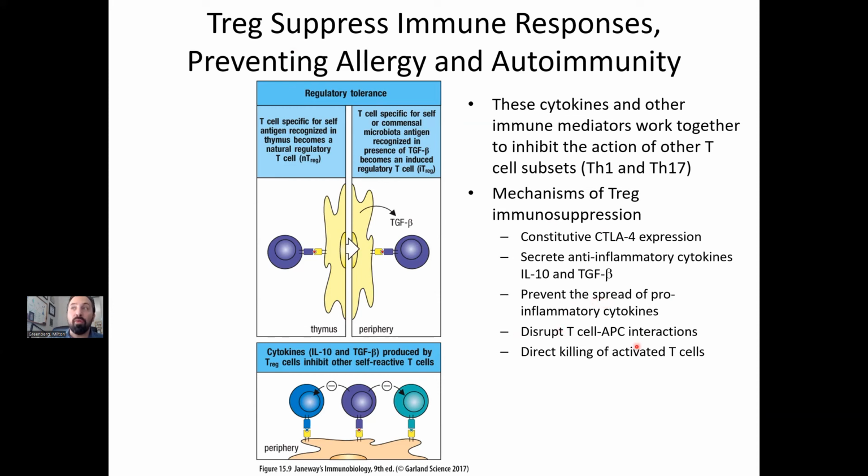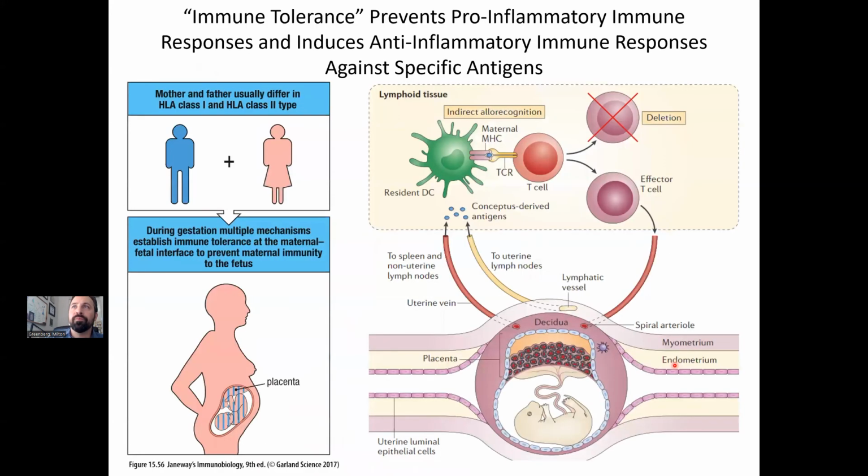They can work to block T cell and antigen presenting cells, so they can bind to dendritic cells, and because they're bound to the dendritic cells, other T cells can no longer bind. And then they can directly kill activated T cells as well. So if they find an activated T cell, they can bind to that T cell and kill it. And that can then again prevent that activated T cell from causing unwanted inflammation.